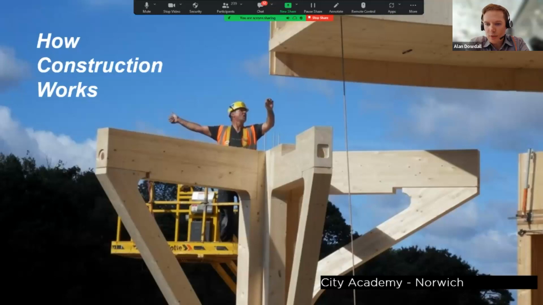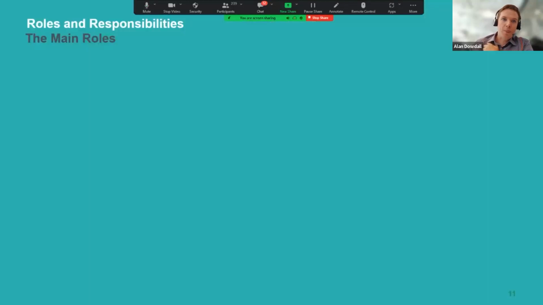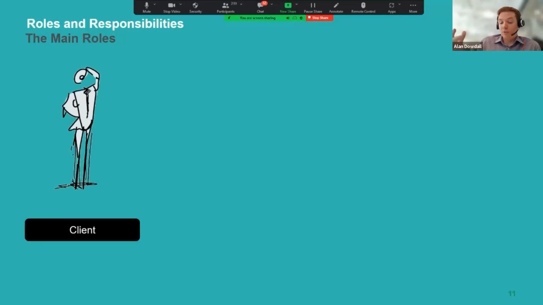Okay, so quickly, a very short overview of how I've seen the construction within the timber industry, how that has worked in the past. And you can probably break down a lot of the roles into 3 main categories for how the construction industry works.